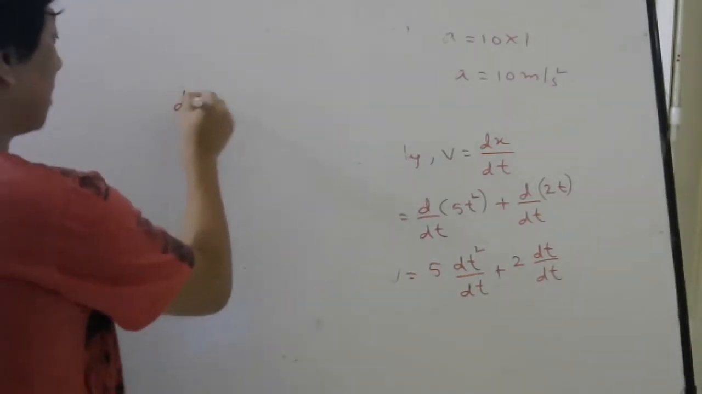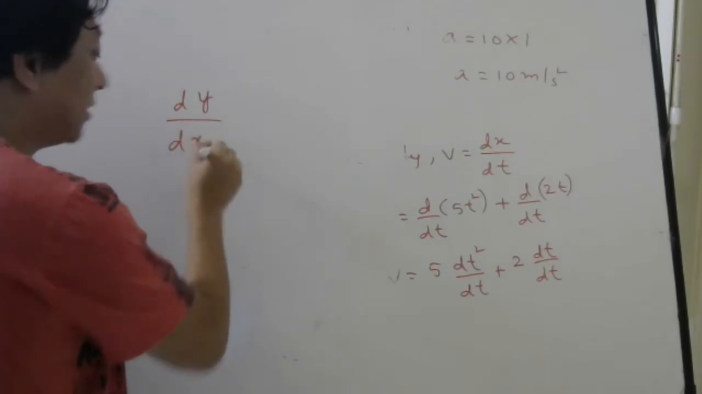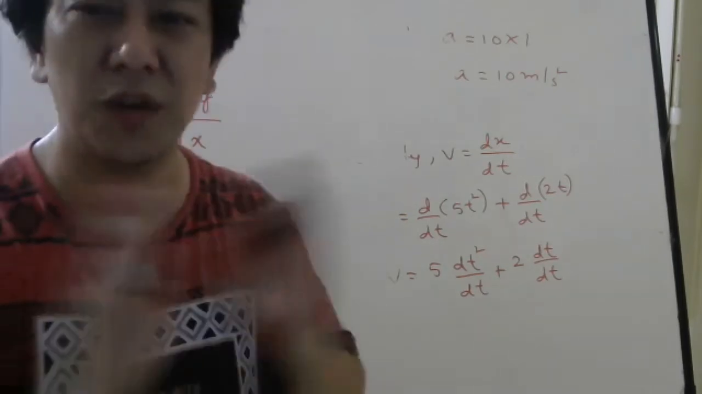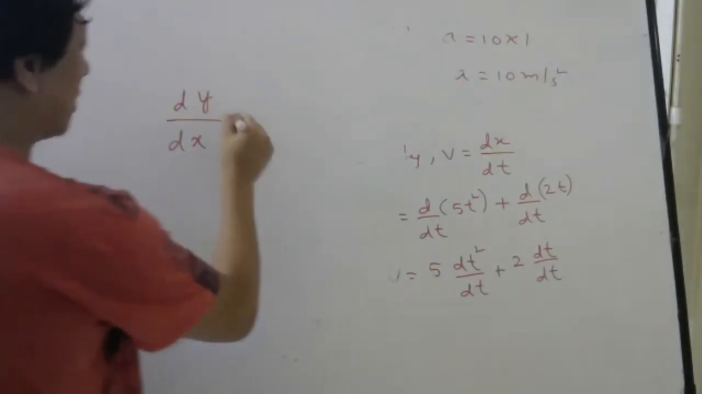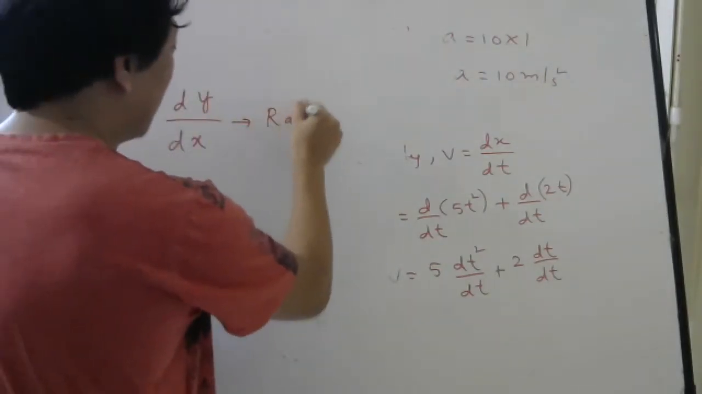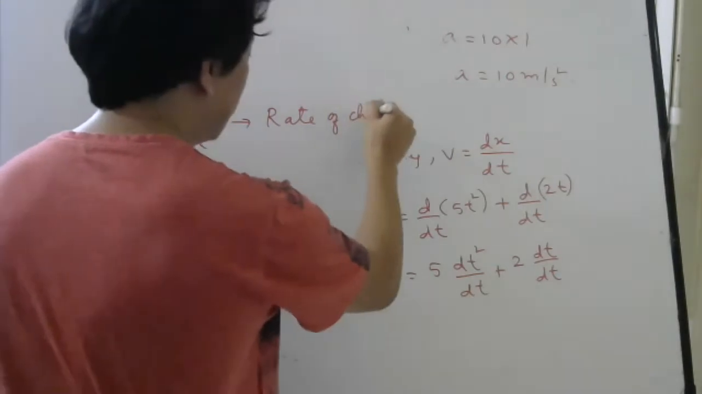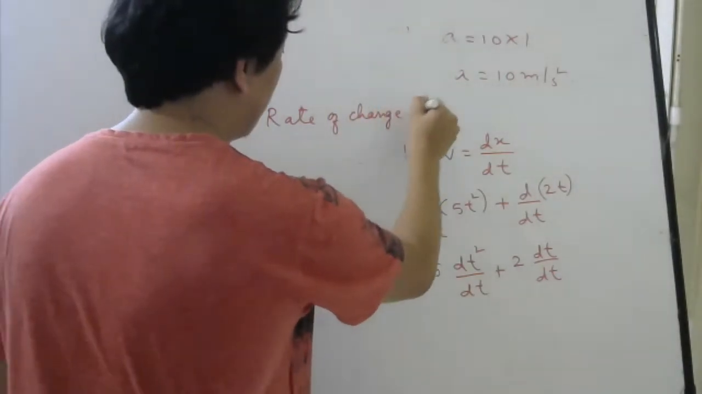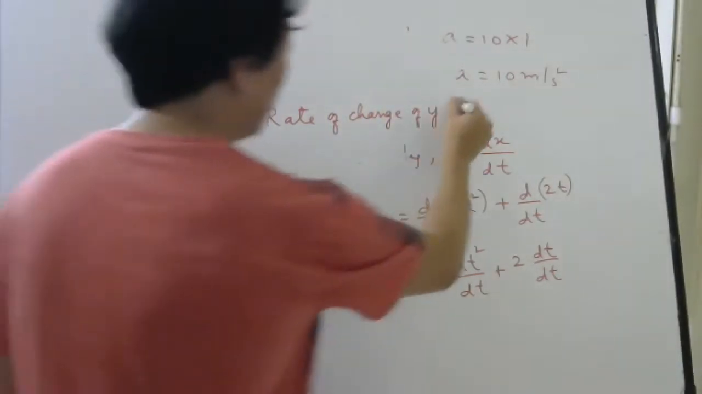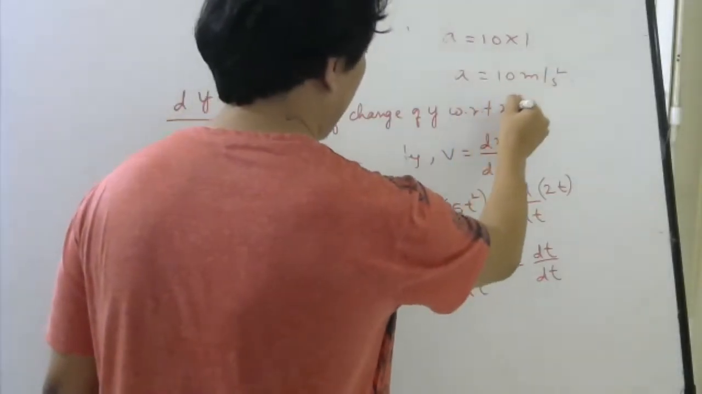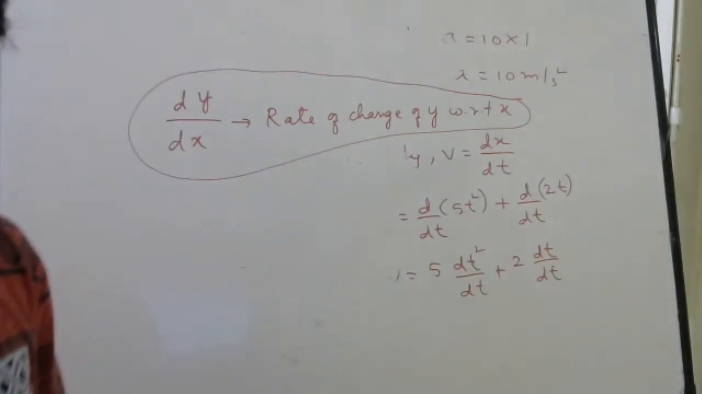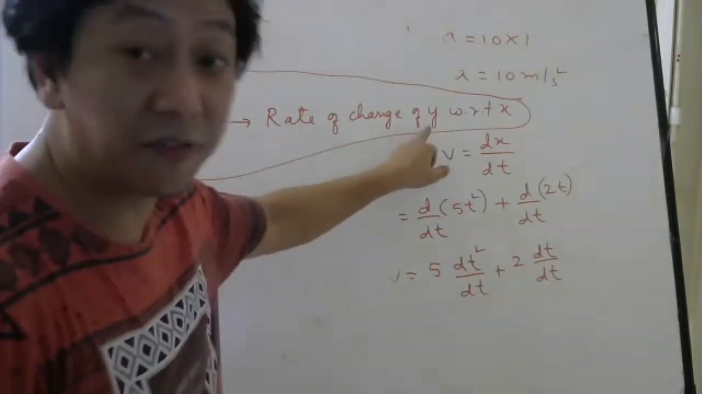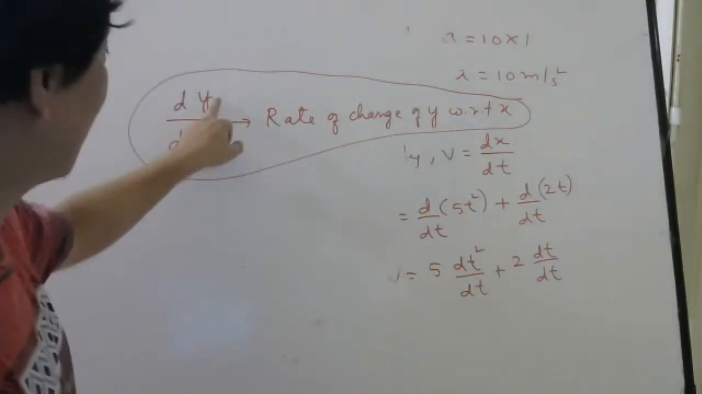Okay. Tell me, what is the meaning of dy by dx? Just in words, forget about formula, everything. In words, if I want to know what it is. Rate of change of y with respect to x. Correct or not? Instantaneous rate of change of y with respect to x.